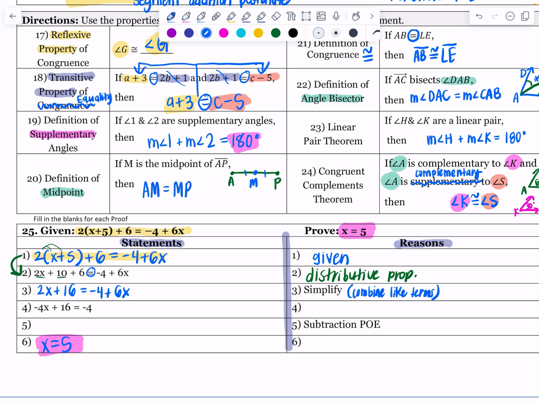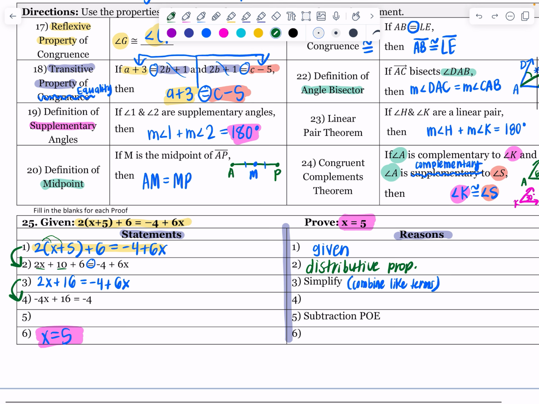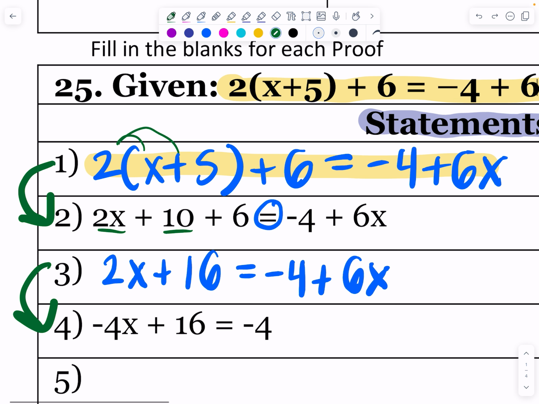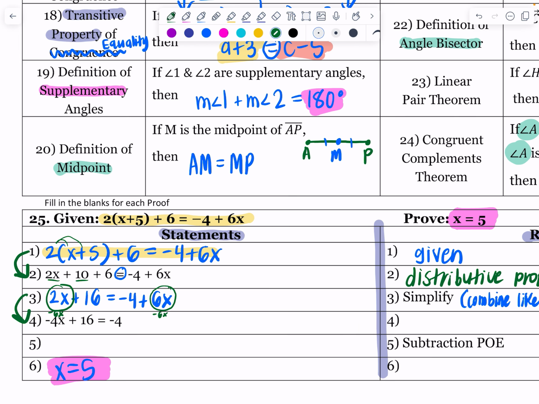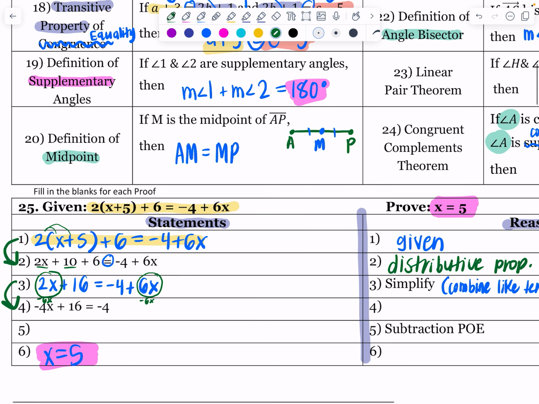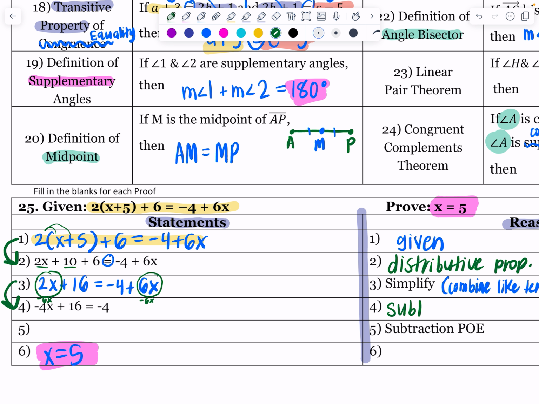Okay? All right, and then what did they do? They want to know, how did you get from here to here? That's what you're looking to put for the reason. How did I get from 3 to 4? Well, it looks like I had a 6x on this side and a 2x on this side, and then all of a sudden, they moved the 6x over by subtracting, okay, because they crossed the equal sign. So that's going to be a property of equality. It's what they did to both sides, and they subtracted. So that is going to be our subtraction POE. They subtracted the 6x from both sides. Subtraction property of equality.